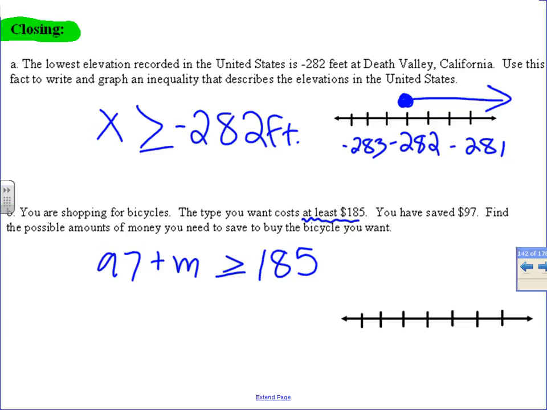Regardless of how you set it up, what did you guys get for your answer? Jeremy, what did you get for your answer? $88? Good, so $88 or more. So at least $88 is what you need to save to purchase the bike that you want. Annalise?